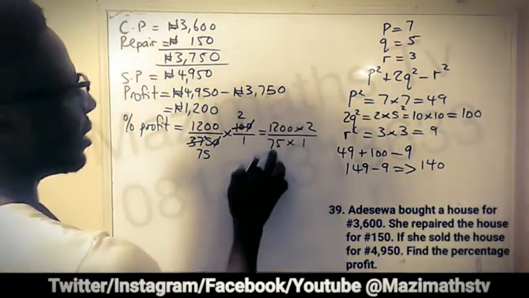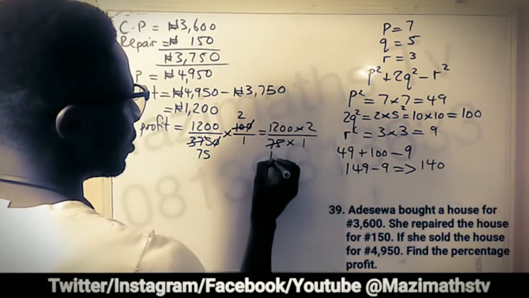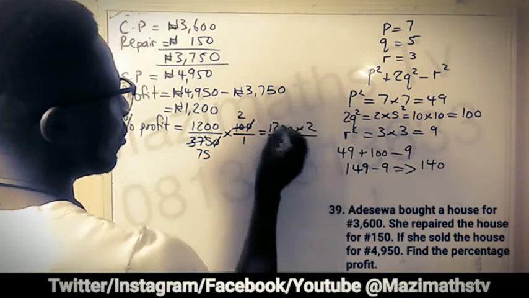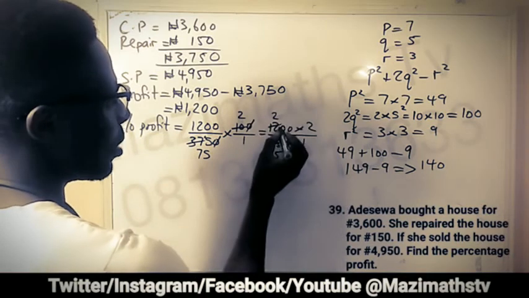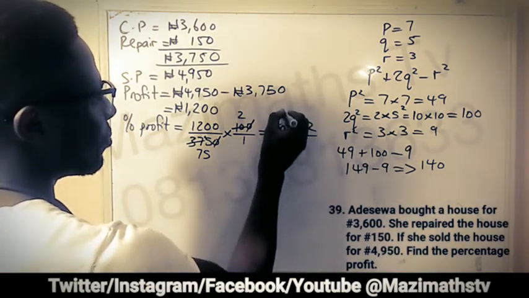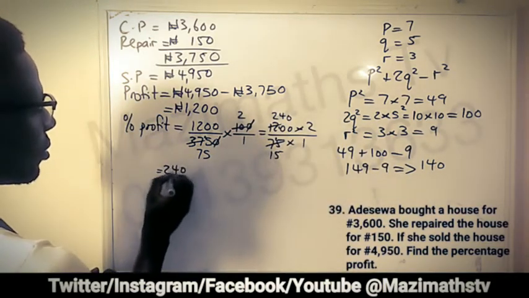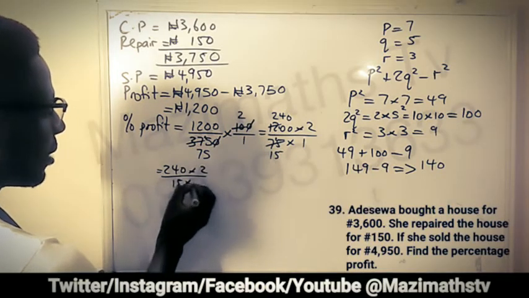Okay, 5 can divide this and this. So let's divide 5 here, 5 in 7, that is 1. Remainder 2. I put that here, that's 25. 5 in 25, that is 5. Now use 5 to divide 1,200. 5 in 12, that is 2, remainder 2, I put that 2 here, that will give me 20. 5 in 20, that is 4, and then this is how you put it through. So now we have 240 times 2 over 15 times 1.